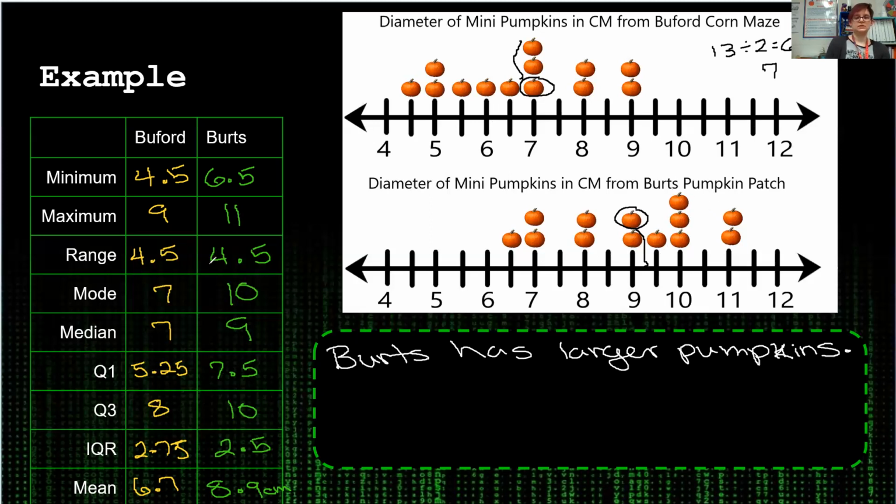It's interesting, they have the same range. The IQR for Burt's is slightly smaller. That means they're a bit more consistent. But overall, Burt's has larger pumpkins. If you have made any other conclusions, please drop it in the chat below. I will look forward to seeing them.